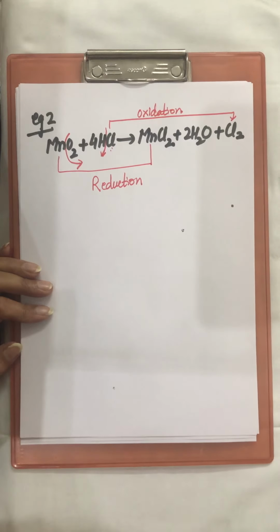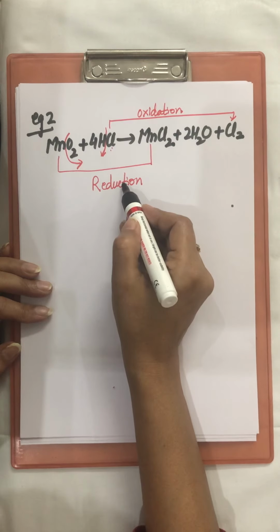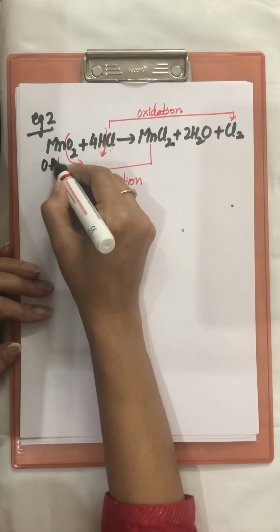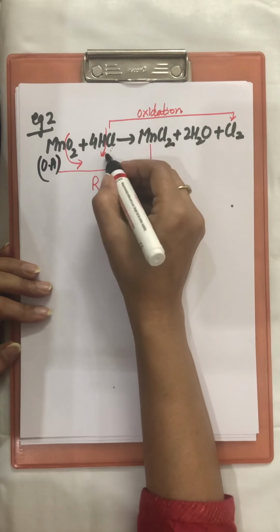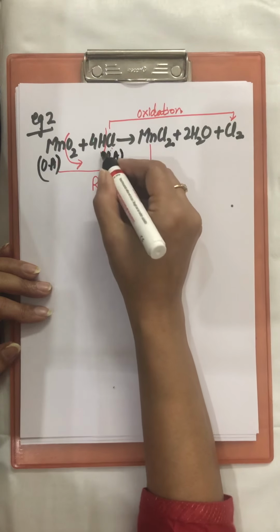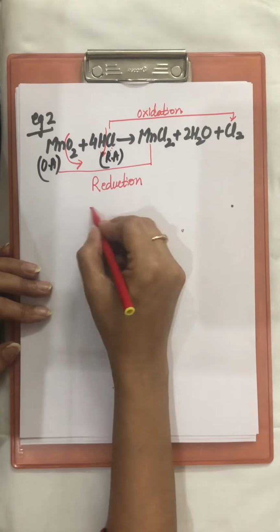Now, which substance is the oxidizing agent and which one is the reducing agent? MnO2 undergoes reduction, so this is an oxidizing agent. HCl undergoes oxidation, so this is a reducing agent. So this is about oxidation, reduction, oxidizing agent and reducing agent.